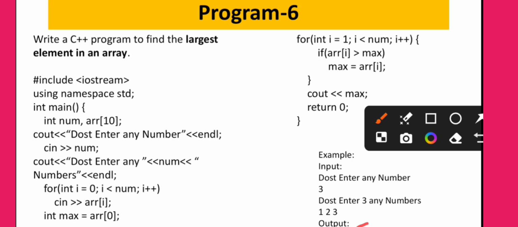Initially we have taken iostream, then we write using namespace std, and we start the program by writing int main. Then we take the variable num, and we have taken the array, up to 10 numbers. Array 10 means a maximum of 10 numbers can be there. So we write cout "Enter any number", meaning you can enter how many elements are there in your array. For example, you can enter 3. So we write cin num, meaning the user will enter a number.